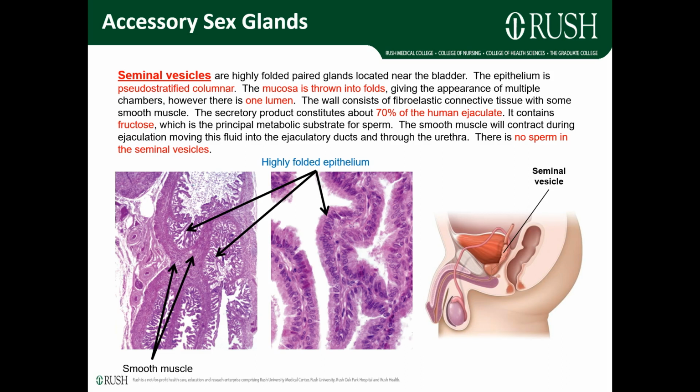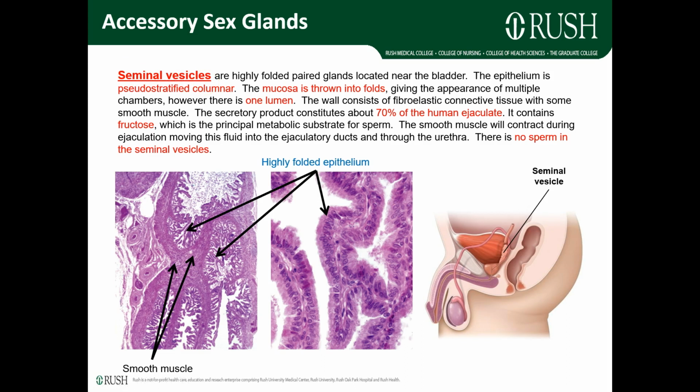So subsequent to that, the next thing that we need to look at are these accessory sex organs, where the sperms are, as they're traveling through the vas deferens and in towards the urethra. These stages are reached. First of them is the seminal vesicles.